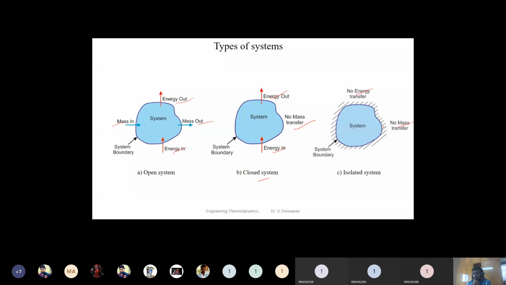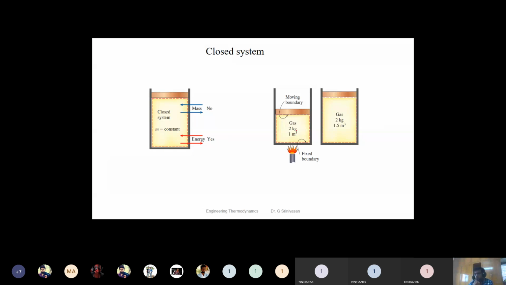The best example we have seen is a closed container. If you have some gas inside and you are heating the container, the mass initially was 2 kg and the volume was 1 meter cube. But later, after heating, the gas expands, right? Thermal expansion will happen. Because of thermal expansion, the mass will remain the same, but only the volume will change. So this is a closed system where there is no mass transfer at all, only energy transfer from outside to inside.